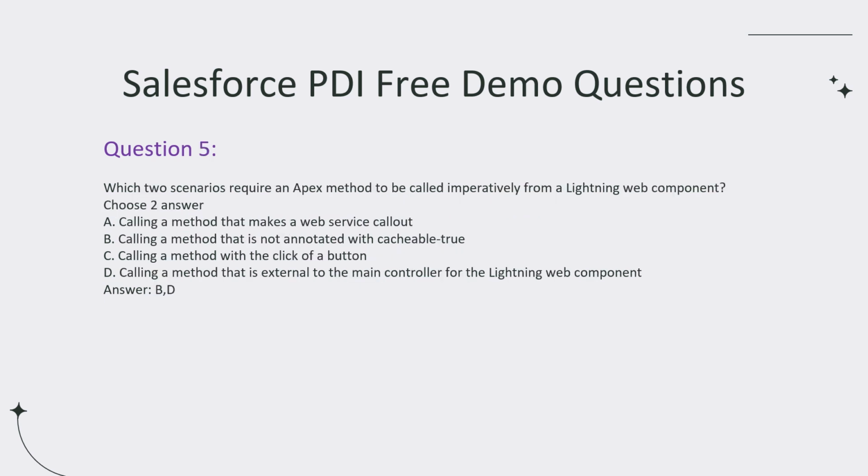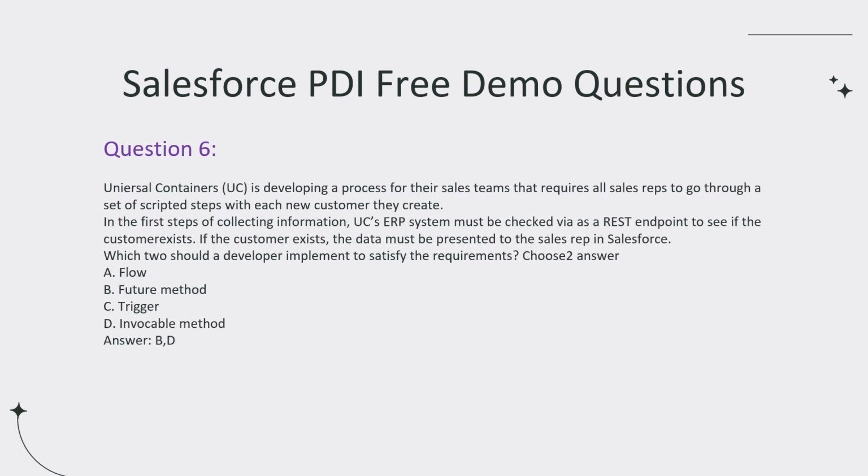5. Which two scenarios require an Apex method to be called imperatively from a Lightning Web Component? Choose 2. A. Calling a method that makes a web service callout. B. Calling a method that is not annotated with cacheable=true. C. Calling a method with the click of a button. D. Calling a method that is external to the main controller for the Lightning Web Component. Answer: B, D.